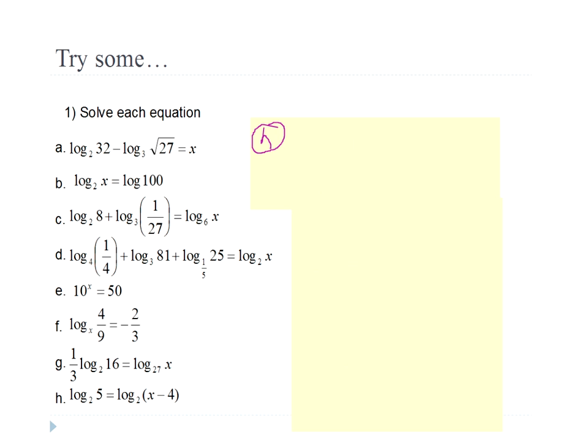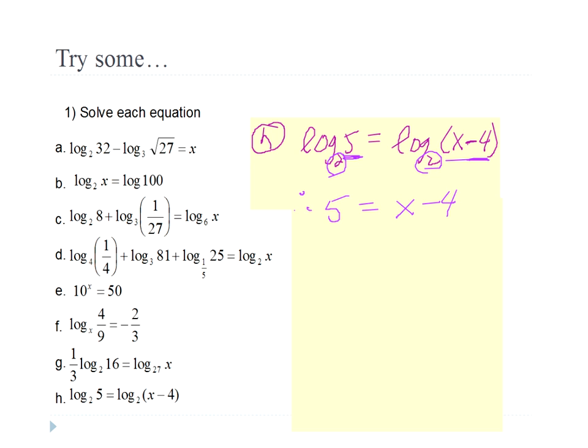And lastly, question H. Log to base 2 of 5, which I don't know, equals log to base 2 of x minus 4, which I of course can't know because I don't know what x is. You can stare at this one for a while, or you can recognize that we have common bases. And if our bases are the same, then our arguments must be the same. And so we would say therefore 5 equals x minus 4. Add 4 to both sides, x equals 9.